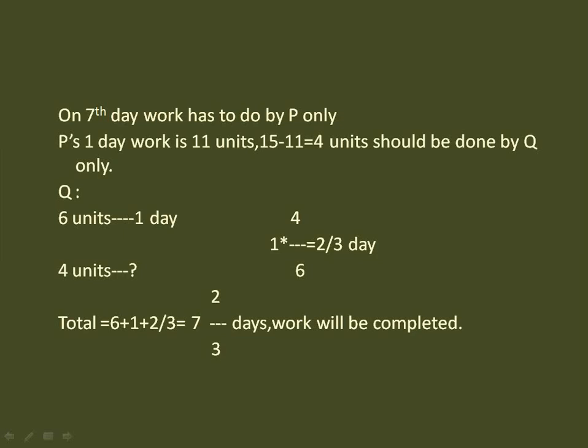Then we apply our common sense. For 6 units 1 day is sufficient. For 4 units, is more than 1 day or less than 1 day sufficient? Definitely less than 1 day is sufficient. So less is our answer. So among 6, 4, which is less and which is greater? Less is 4. So you write 4 in the numerator and 6 in the denominator. Upon cancellation, 2/3 day. So it is below 1 day. So 51 units in 6 days, 11 units in 1 day and 4 units in 2/3 of a day. So 7 2/3 days is our answer.